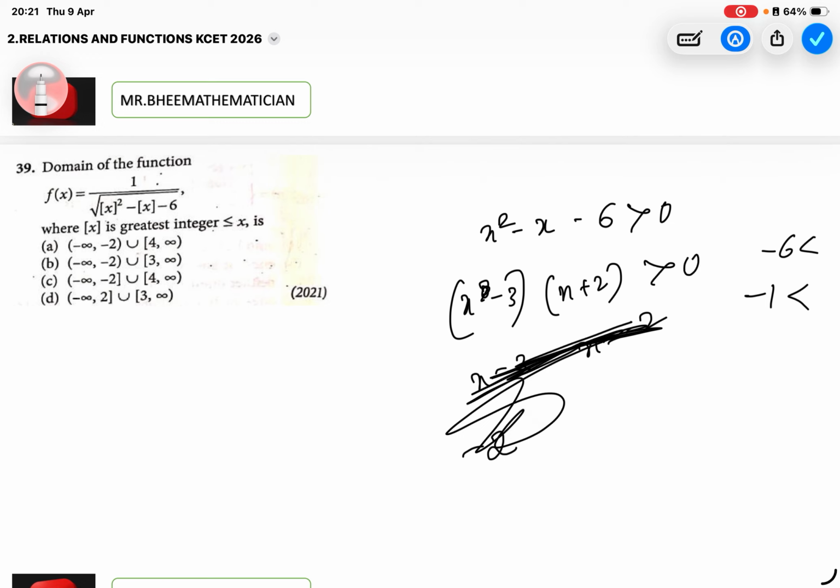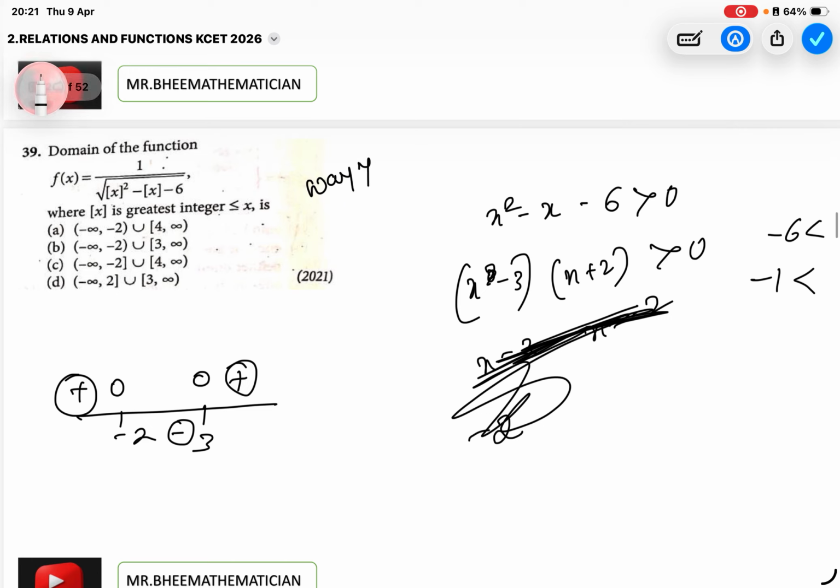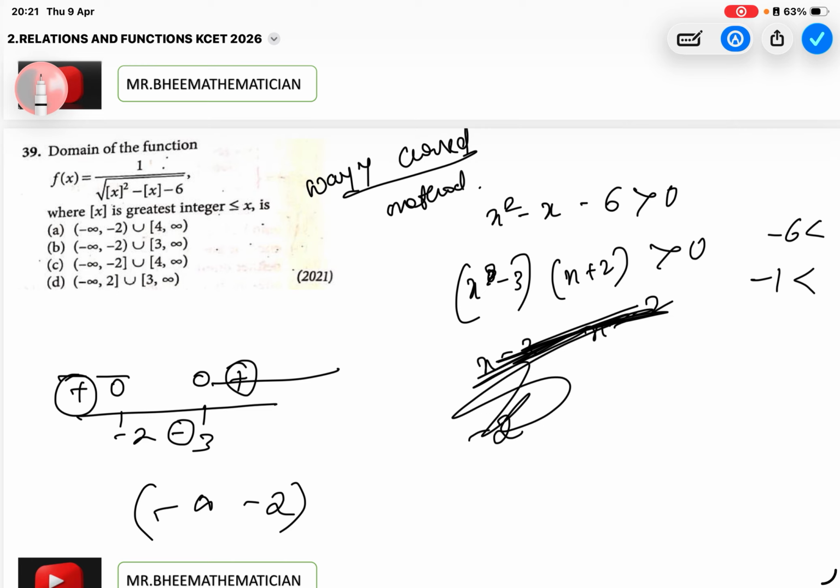x minus 3, x plus 2 greater than 0. Use the wavy curve method. Minus 2 and 3, the signs are plus, minus, plus. I hope you should watch the wavy curve method; go and watch it on my channel. So greater than 0 means plus: minus infinity to minus 2, union 3 to infinity. So both are open.